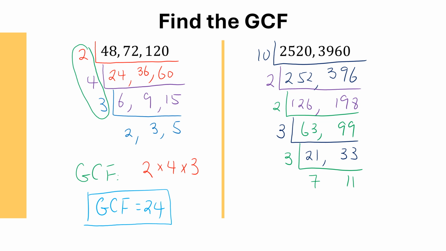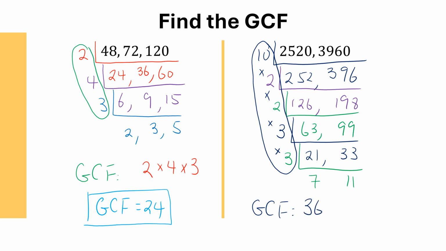So now, to find the greatest common factor, you simply multiply all the numbers beside the cake. So 10 times 2 times 2 times 3 times 3. Multiply all those numbers. So 10 times 2 is 20, times 2 is 40, times 3 is 120, and then times 3 again. So my GCF is 360.